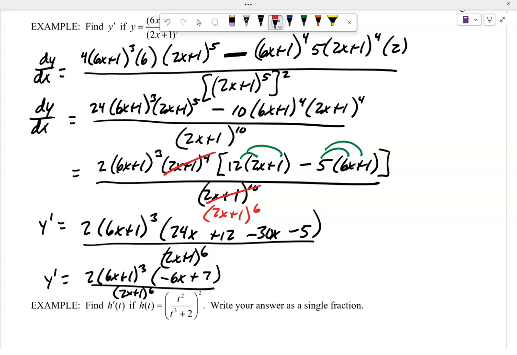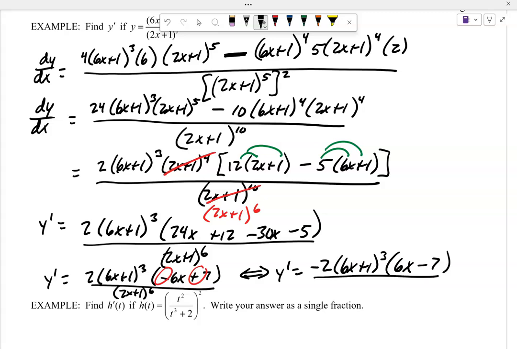And you know what? I'm going to take a negative out of that right there and make that a negative 2 in front instead. So my y prime, make that a negative 2, which will change the signs of that negative 6x plus 7. So I'll have 6x minus 7. I just prefer having a positive coefficient on that 6x term there. And that's all over 2x plus 1 to the 6th.